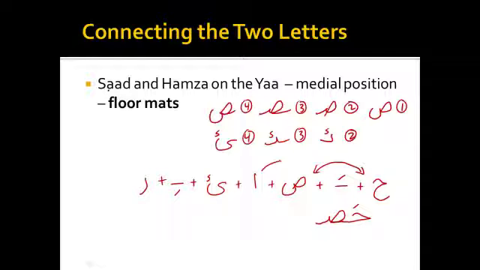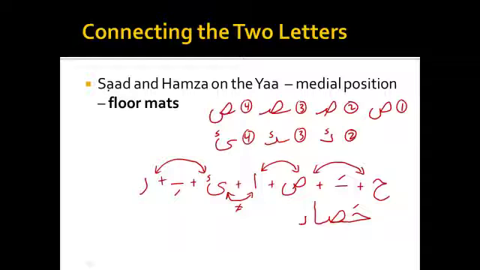Now the alif and the sad also connect, because the alif connects to what comes before it and the sad connects to what comes after it. So we're going to write the alif here, hasa. And now remember that the alif doesn't connect to what comes after it. So we have to write the hamza on the ya in the initial position. But remember that the hamza on the ya does connect to what comes after it, and it connects to the ra, which connects to what comes before it.